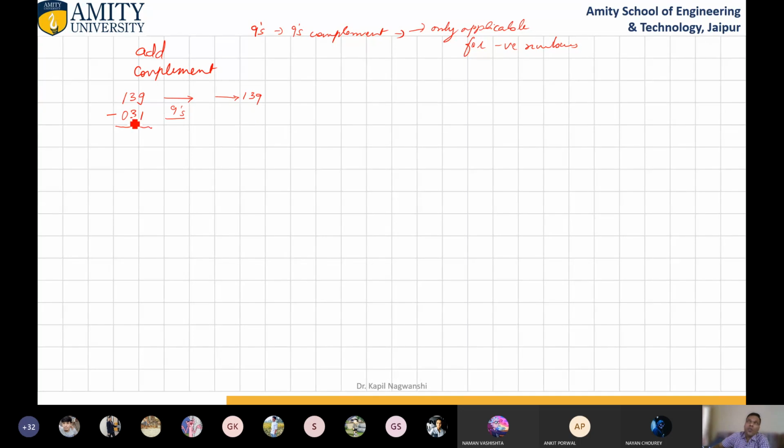So what we will add with 0 will give you a 9. So 3 plus 6 is 9. 1 plus 8 is 9. So this is our 9's complement. Means if we add 31 to this number, it will give us 999.